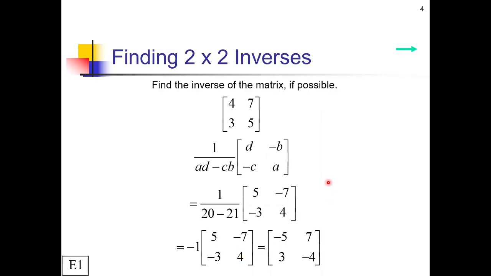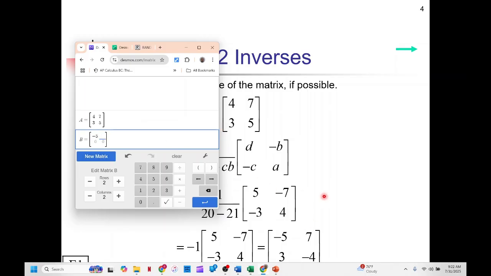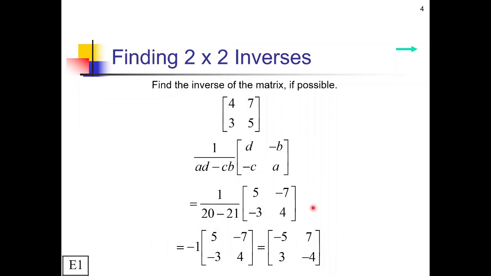Now, is this really the inverse? We could verify it by multiplying the original by this and seeing that we get the identity. In fact, let's do that just real quick on the calculator. So let me make a matrix for the original, 4, 7, 3, and 5, and a matrix for what I'm claiming is the inverse, -5, 7, 3, and -4. And if we just multiply those together, we should get our identity. So A times B gives us 1, 0, 0, 1, and if I switch the direction, I still get the identity. So yeah, this does work.